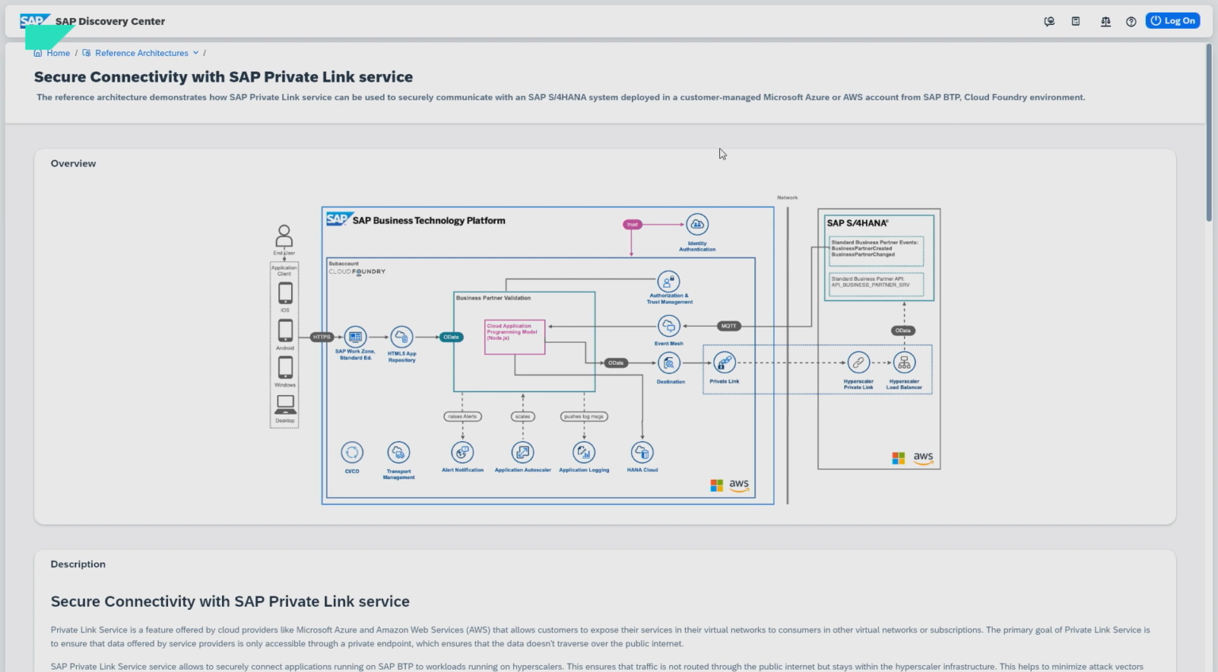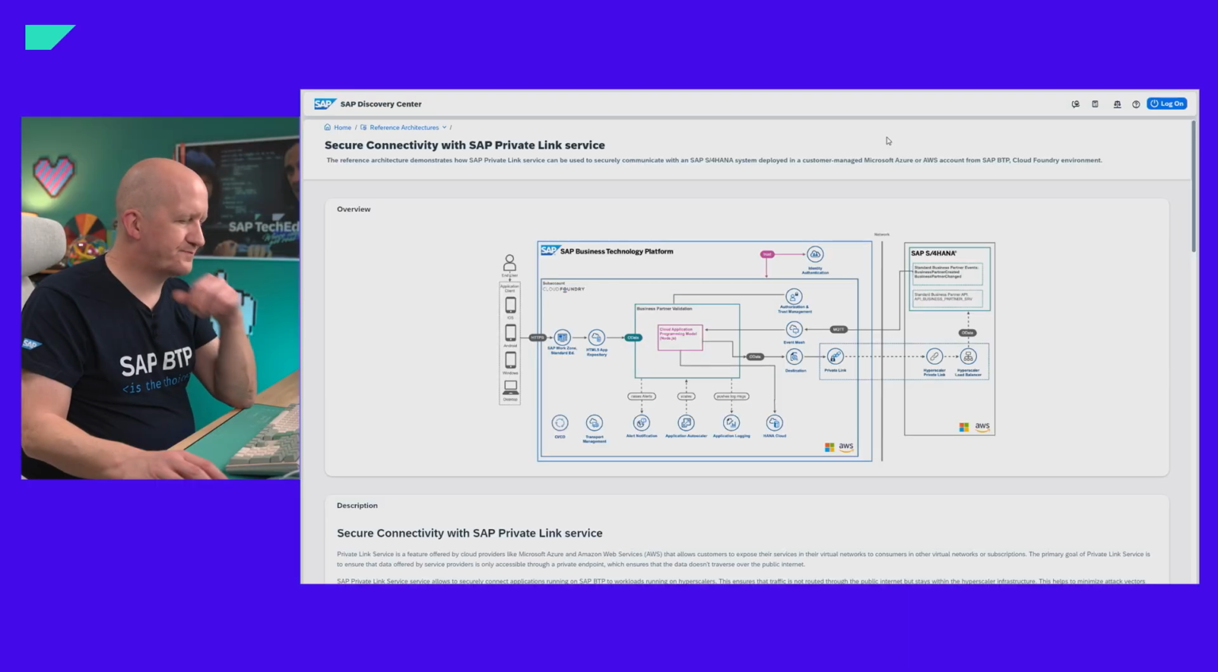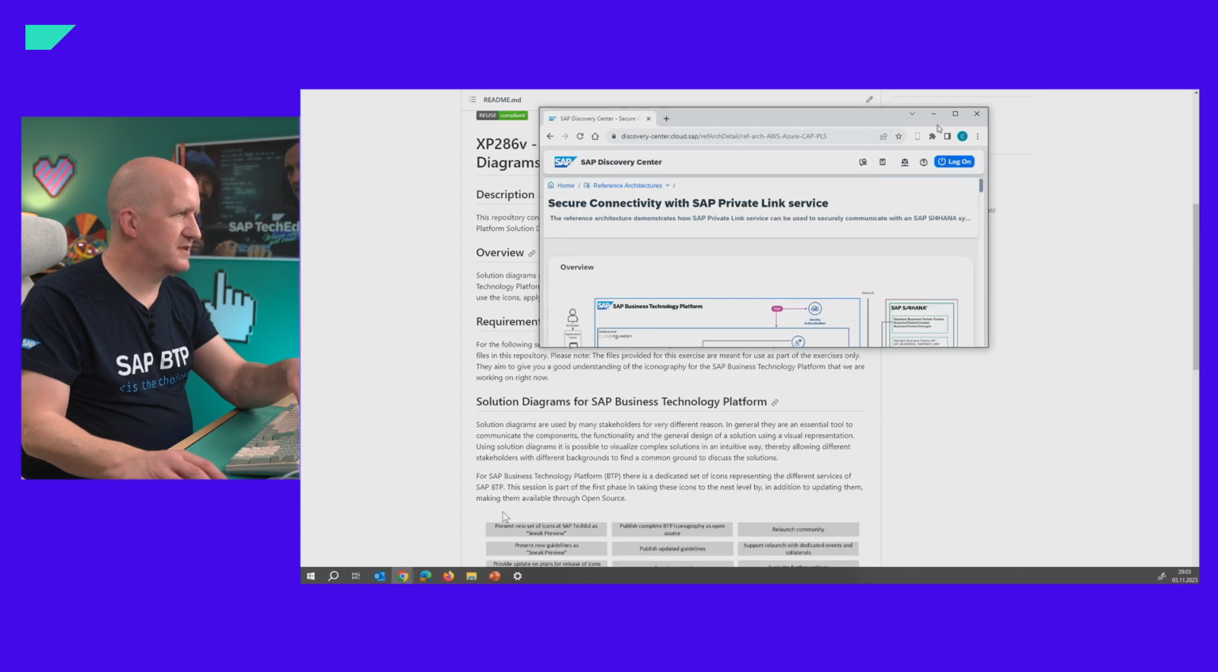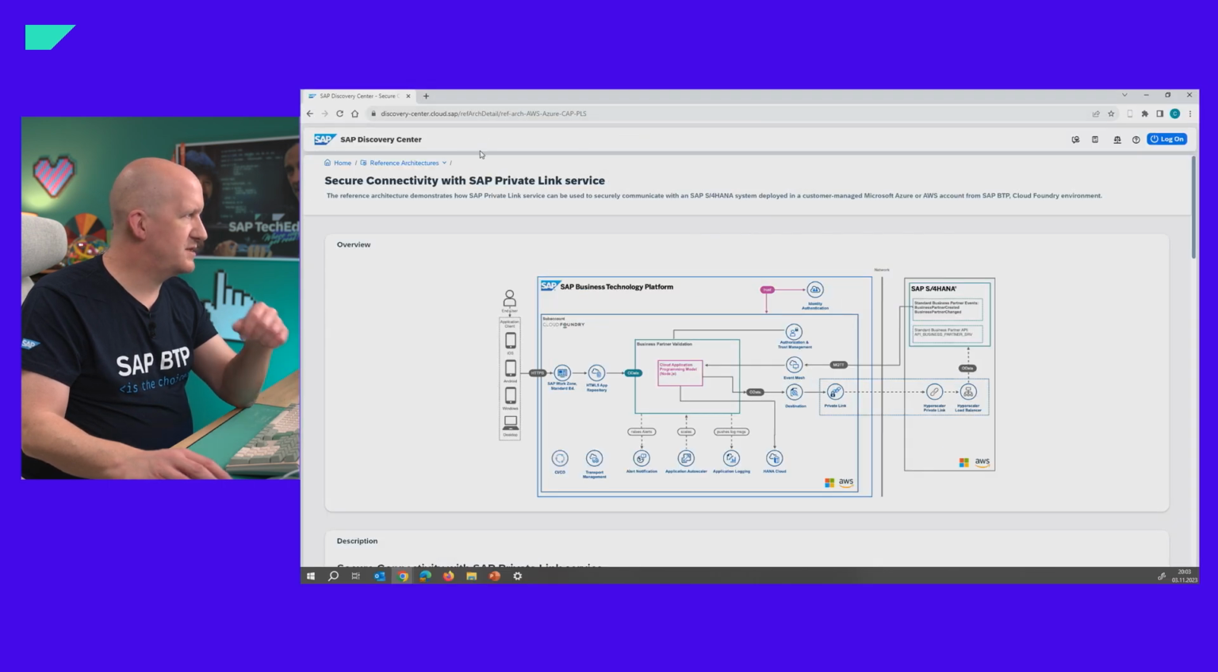We would like to give you a sneak peek on the solution diagrams, or more specifically the solution diagram iconography that we built for the new services. Let me quickly go back here and show you something.